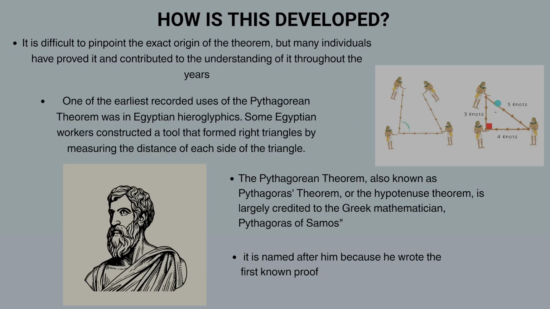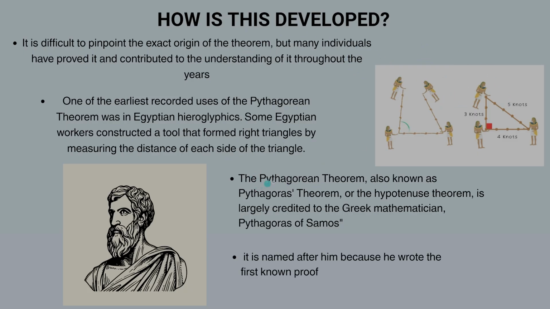So we have this Egyptian worker. What they did was use a rope and tie 12 knots: three knots here, four knots here, and five knots for the longest side. Basically, what it does is form a right triangle, and from there they can do things like build the big pyramids.